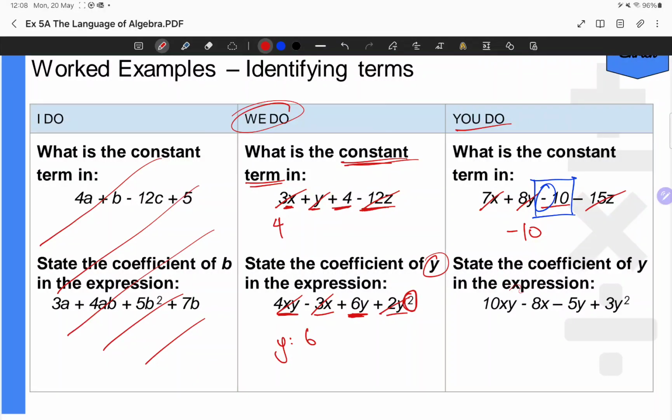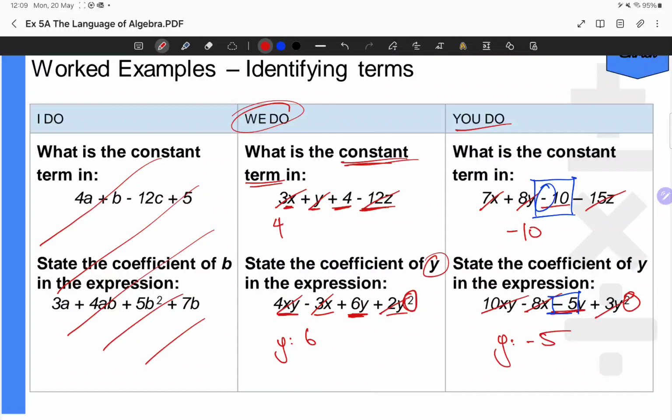The next part is state the coefficient of y in the expression. So it's not this because there's xy, not this because there's an x. It could be this because there's a y, and it's not that because there's this y squared, okay? So what is in front? Again, don't get caught out on this. It's negative 5, okay? Awesome. All right, so correct those mistakes if you have them. Otherwise, give yourself a tick.